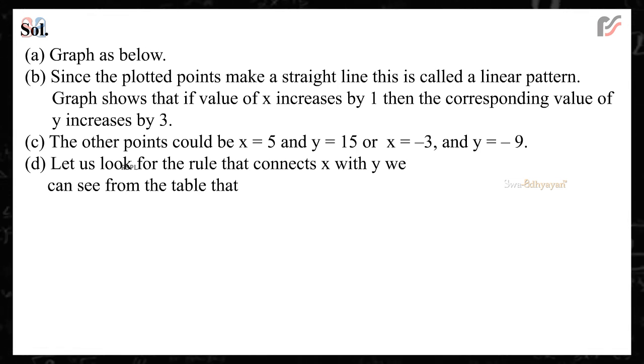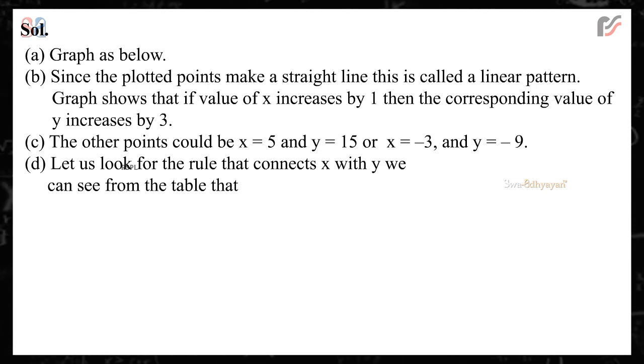B. Since the plotted points make a straight line, this is called a linear pattern. The graph shows that if the value of x increases by 1, then the corresponding value of y increases by 3. C. The other points could be x is equal to 5 and y is equal to 15, or x is equal to -3 and y is equal to -9.